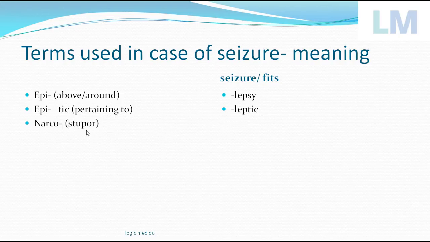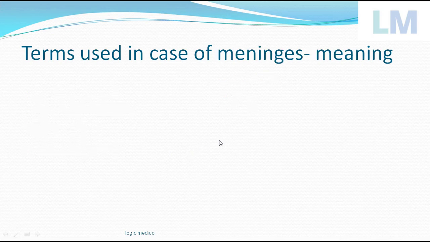Narco means stupor, meaning the person is not oriented to time, place and person. Narcolepsy means stuporous patient. Narcoleptic means pertaining to that patient. Catalepsy, cata means fixed posture, meaning the person is lying in bed in a fixed posture, so that is called catalepsy. Cataleptic means pertaining to that person. That is with respect to seizures.